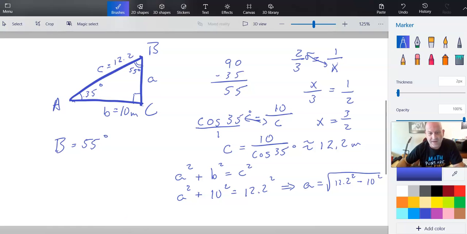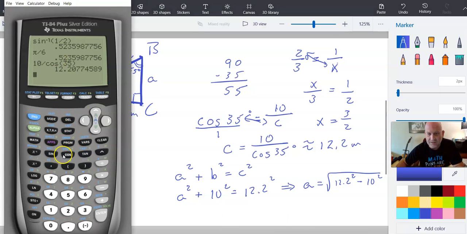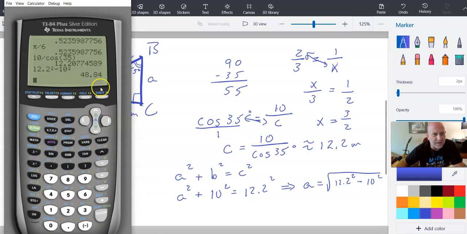So we just need to plug that into the old calculator. Right, let's just go ahead and do that. So we need 12.2, and then we need to square it. You have two choices here. There's a button for squaring, and then this one for an exponent. I'm going to use this one because it's a little neater. 12.2 squared minus 10 squared, right, is 48.84. And now we need to take the square root.